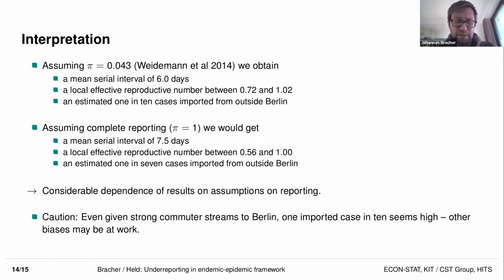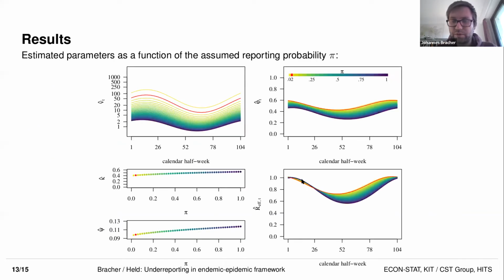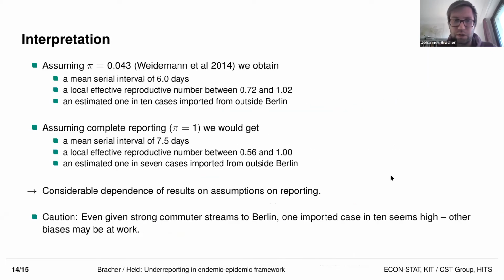And just as a note of caution, one could argue that even these reproductive numbers are kind of low, and that 1 case in 10 which is imported from outside of Berlin is a lot. It's coherent with commuter stream data, but given that it's more prevalent among children, it's maybe not such a credible argument to make.